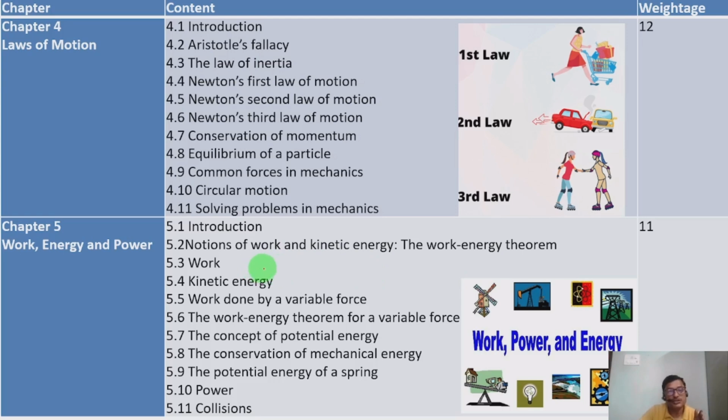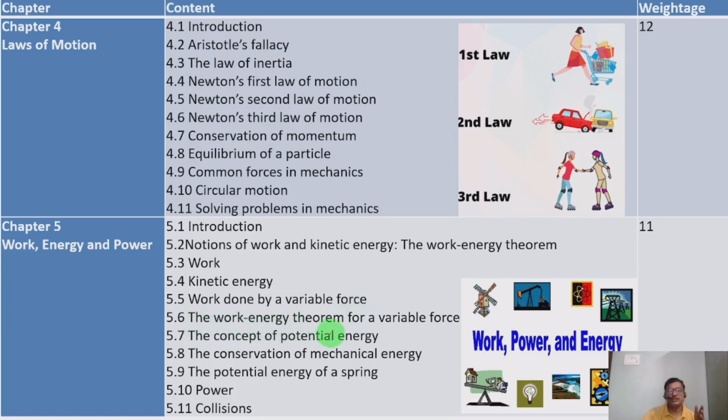And 5.3, work. Concerned with work only, we are going to discuss here. There is a force into the perpendicular distance which an object travels. That work we are going to determine, and that discussion we are going to take. 5.4, kinetic energy, energy concerned with the velocity of a moving object. 5.5, work done by a variable force. If the force is variable, then what is the work done, we are going to take.